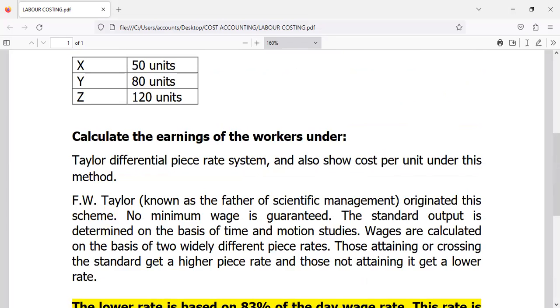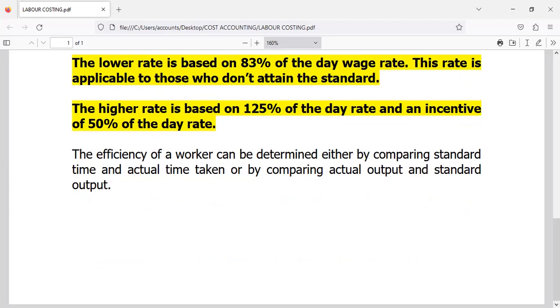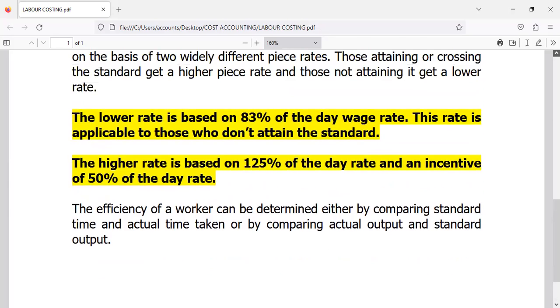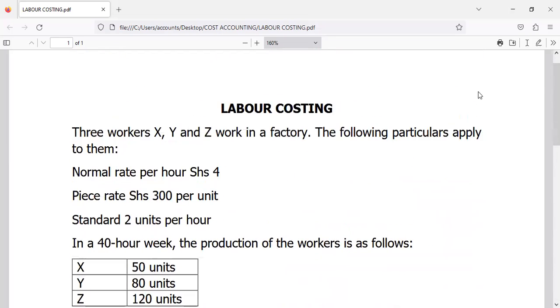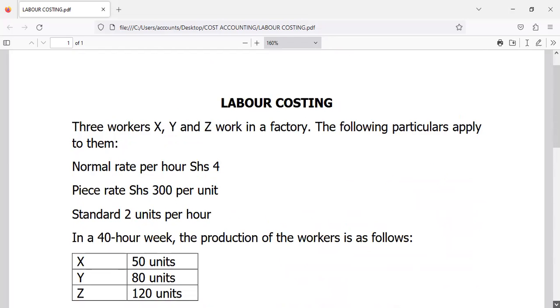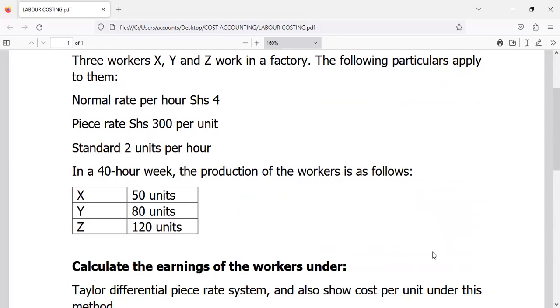So, given this information, let's see how we can compute the earnings of these different workers using Taylor's differential piece rate. Have a look at the question, then we'll see how we can come up with earnings of each worker. Of course, they also want us to compute the cost per unit under this method.